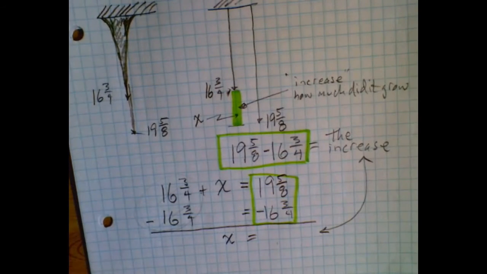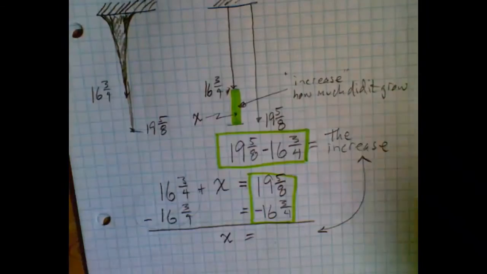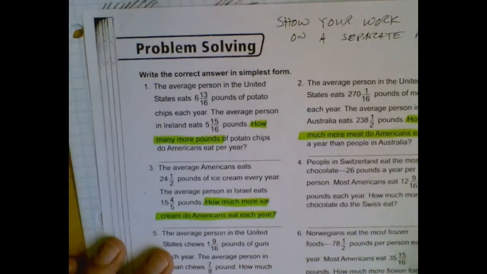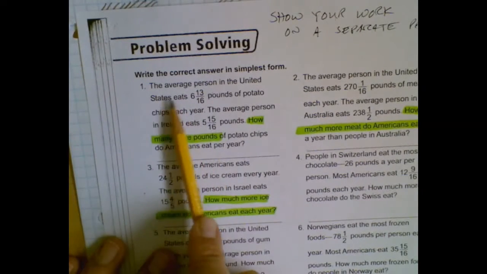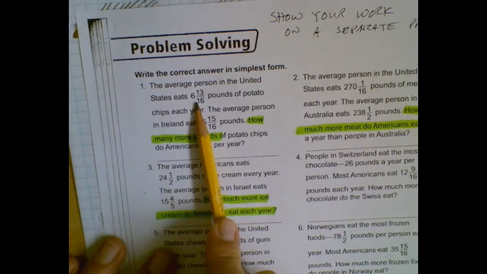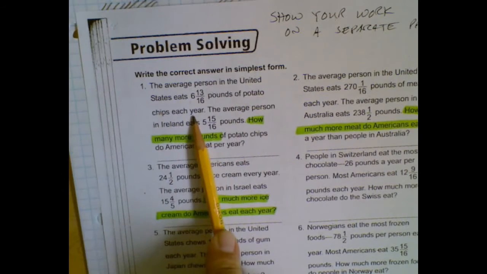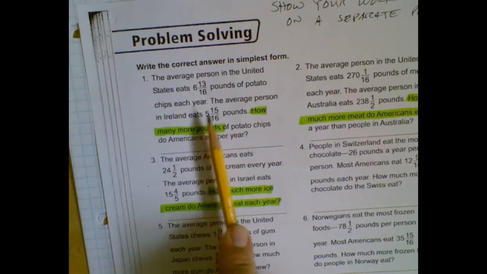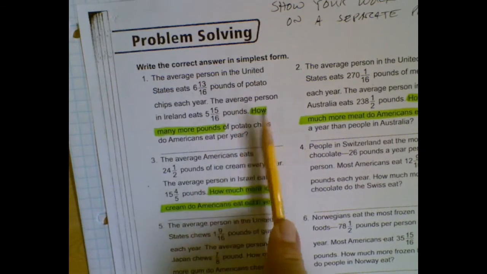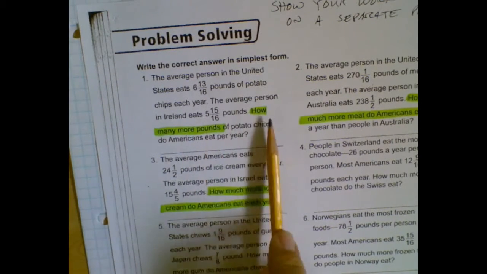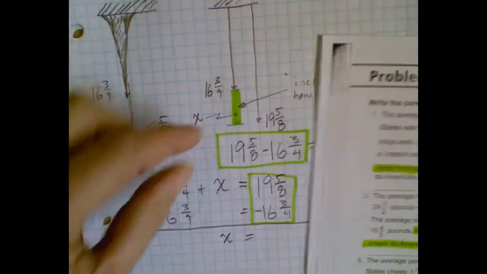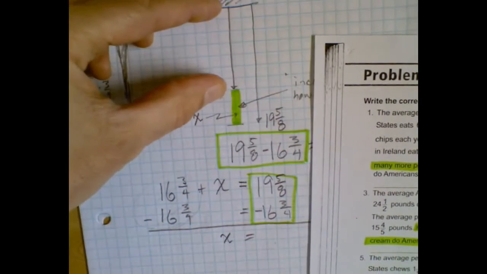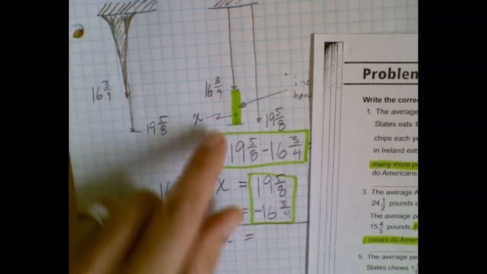So let's look at a couple other examples where we see this language. So this is how much more, how much it increased. Consider this. The average person in the United States eats 6 13/16 pounds of potato chips each year. I don't know, it seems amazing, but the average person in Ireland eats 5 15/16 pounds. How many more pounds of potato chips? That's the same as this. How much more from what I started with is it compared to my second measurement?